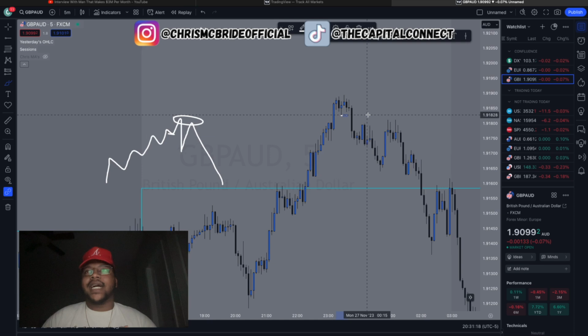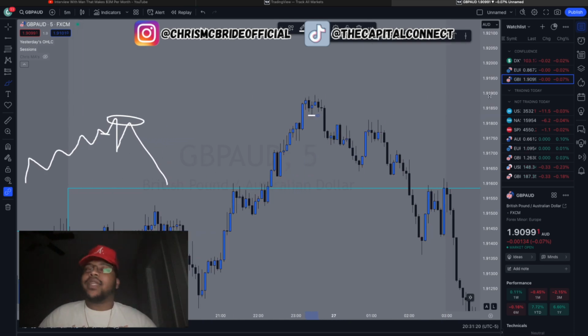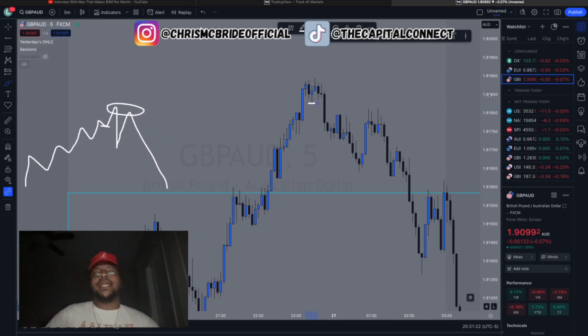Now, I know a lot of you guys, if you're like me, you probably wouldn't have counted that, or you probably wouldn't have been as confident to count that as an MSS. But if you didn't count that one, this surely right here was an MSS. So we end up breaking a low. Now, what is the last and final step? Is there a fair value gap before or through that low?